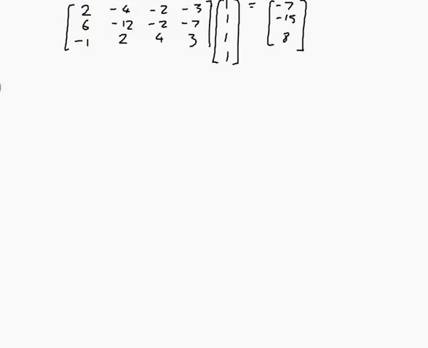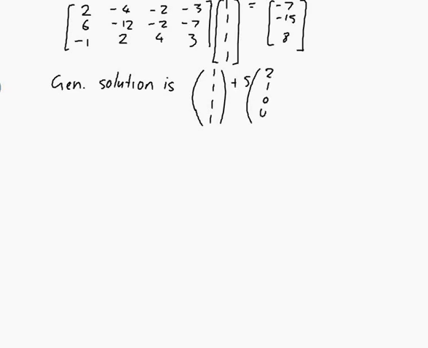So therefore, the general solution is 1, 1, 1, 1 plus S of, looking back to the other page, 2, 1, 0, 0 plus T of 1, 0, minus a half, 1, for S and T in R. Well, we've only got one to go. Let's put that in.